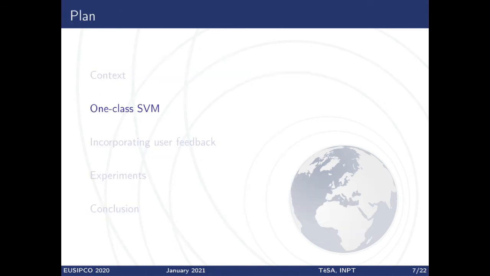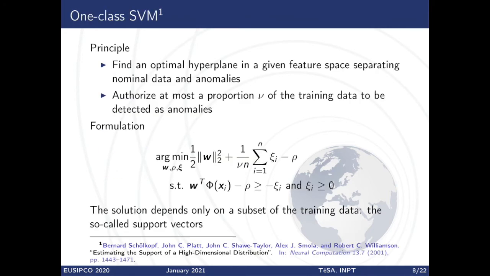So one particular algorithm of anomaly detection is the so-called one-class SVM, which relies on support vector machines. So the principle is to find an optimal hyperplane in a feature space, separating nominal data and anomalies. And moreover, you authorize at most a proportion of nu of the training data to be detected as anomalies. So this problem can be formulated as follows, which is a constraint optimization problem.